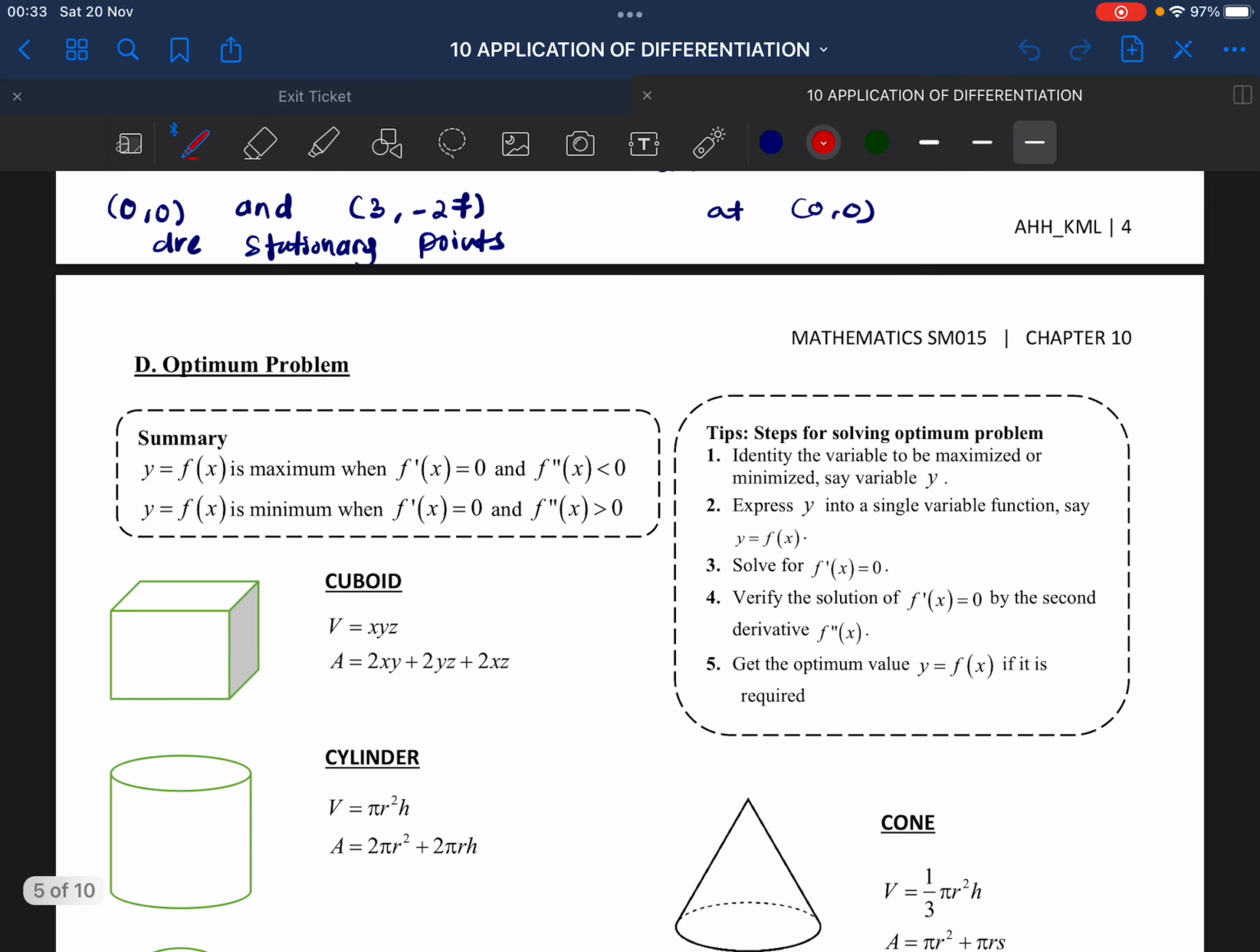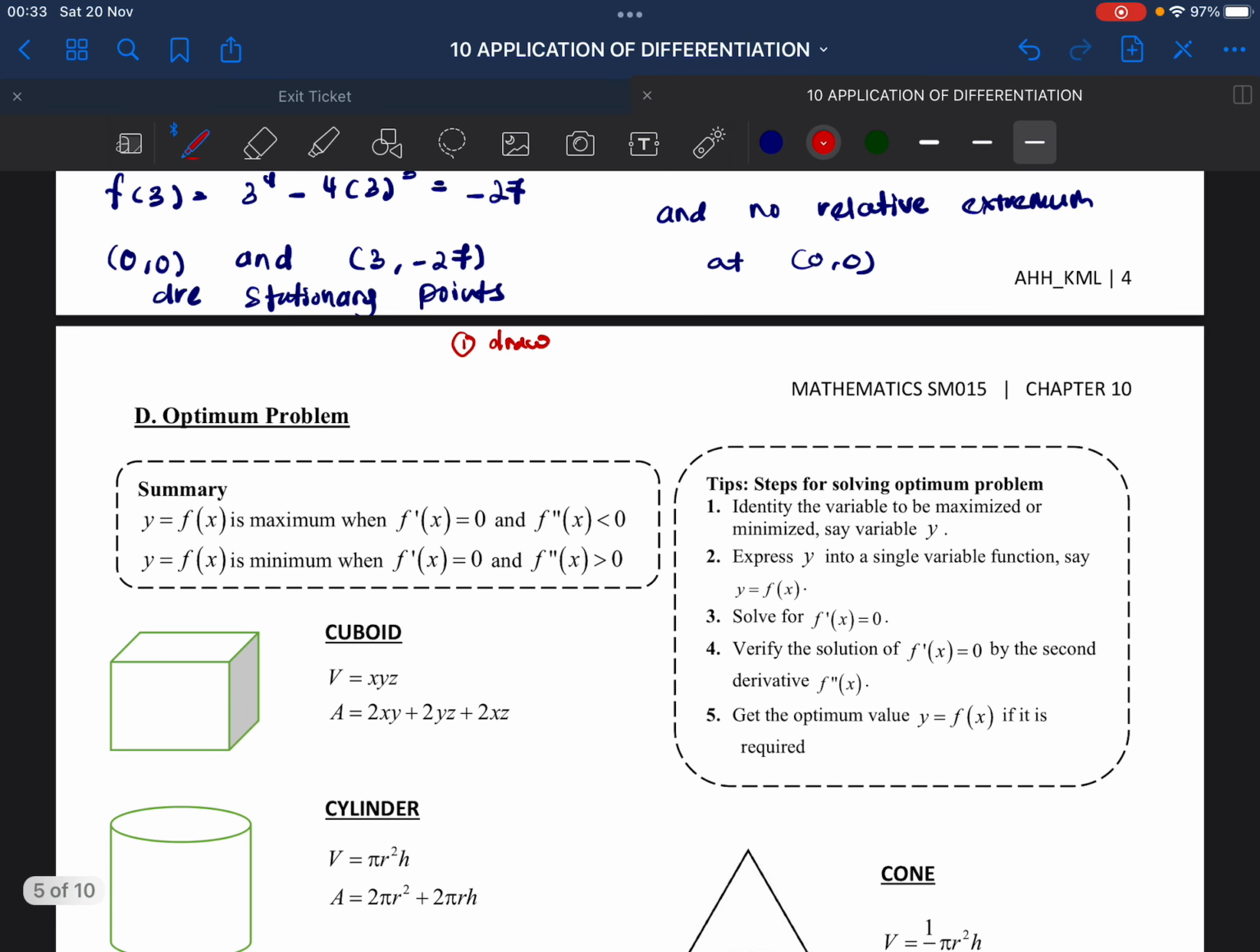There are 4 main steps. So the first step is basically you have to draw. Obviously you have to read the question first. For this part, you must know how to read. So read the question and then first draw the shape, and write the equation given.